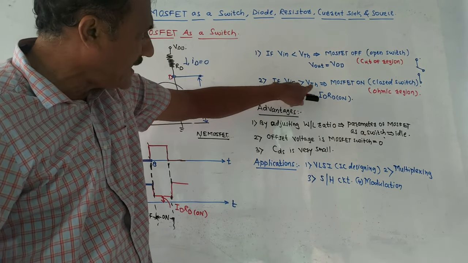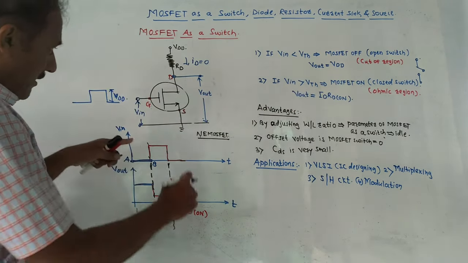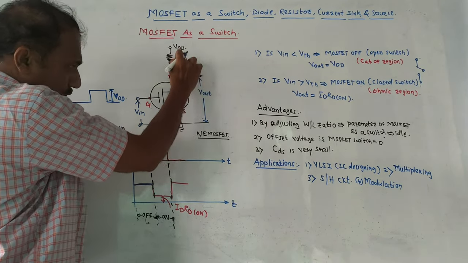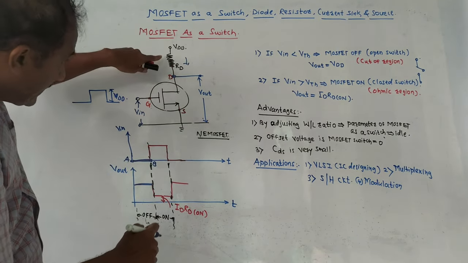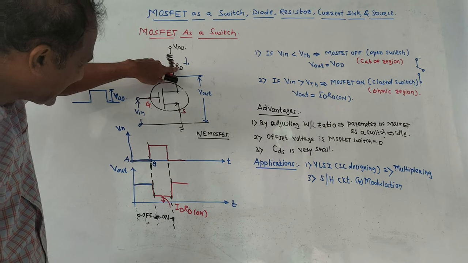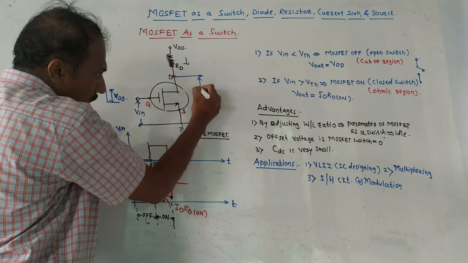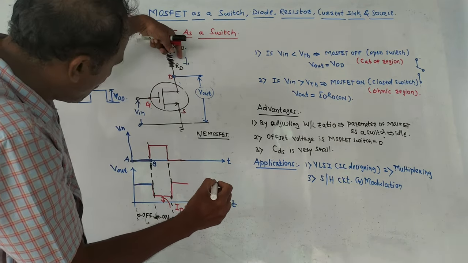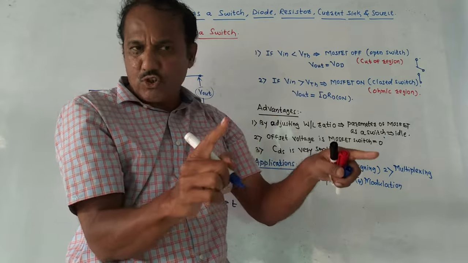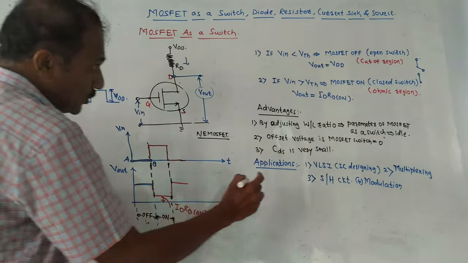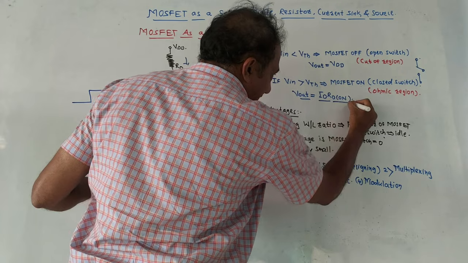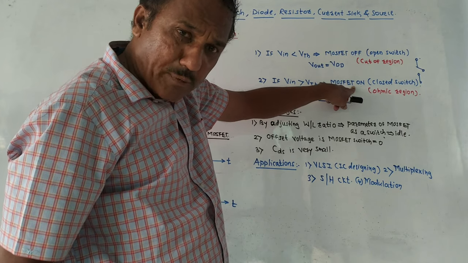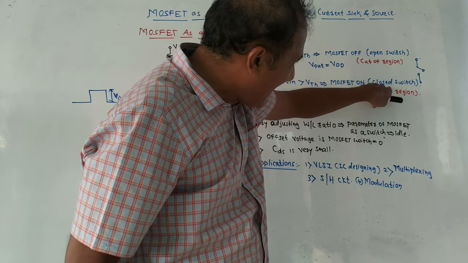Second condition: when Vin is greater than VTH, the MOSFET will be switched on. Whenever it is switched on, some drain current starts flowing through the circuit, because of which there will be some voltage drop across the resistance RD. Now we are measuring Vout at this point. So Vout will be the current ID flowing through RD, times RD, because the basic equation of voltage is current into resistance. So Vout is ID into RD. On means the MOSFET is switched on, and it is acting as a closed switch.